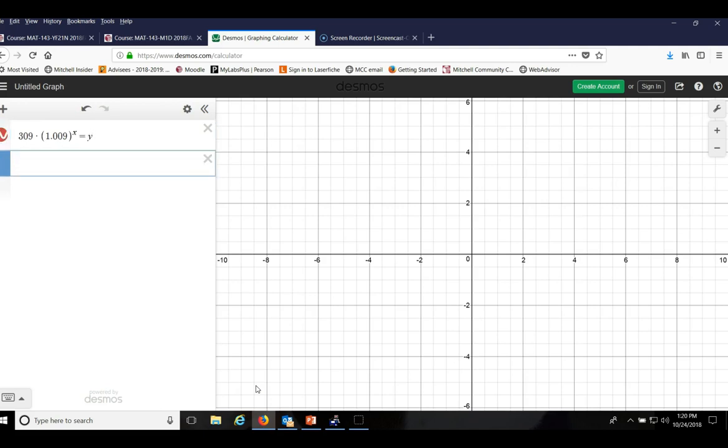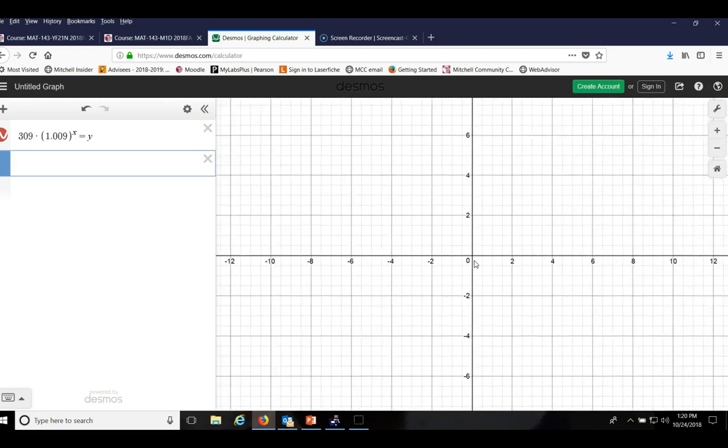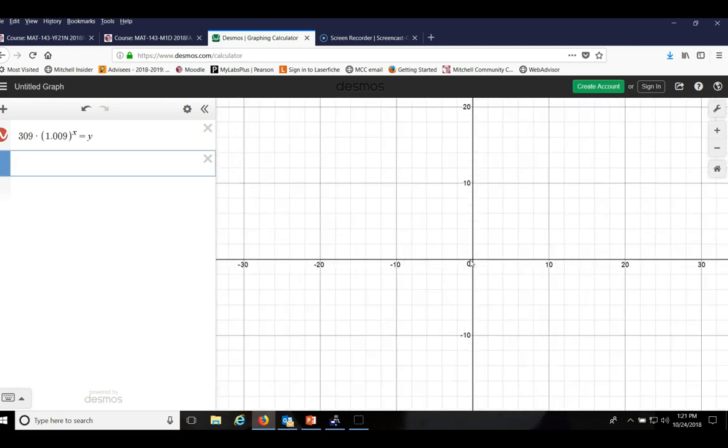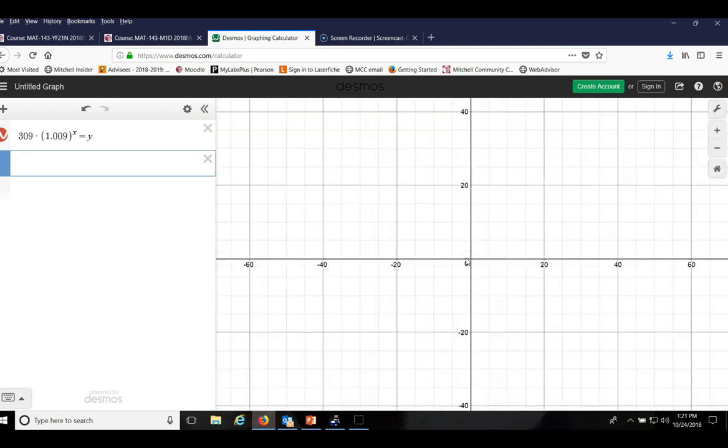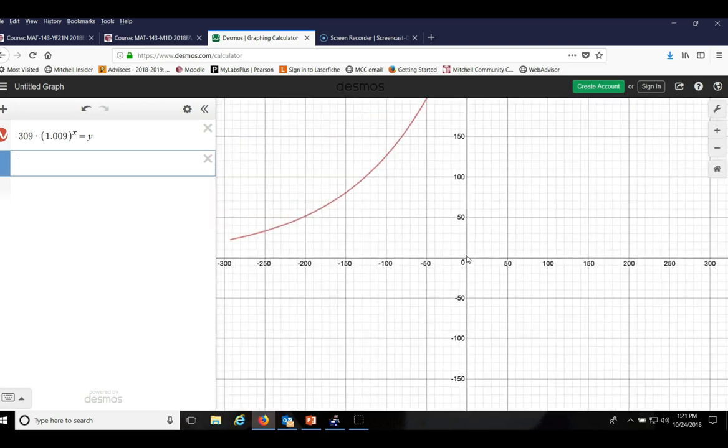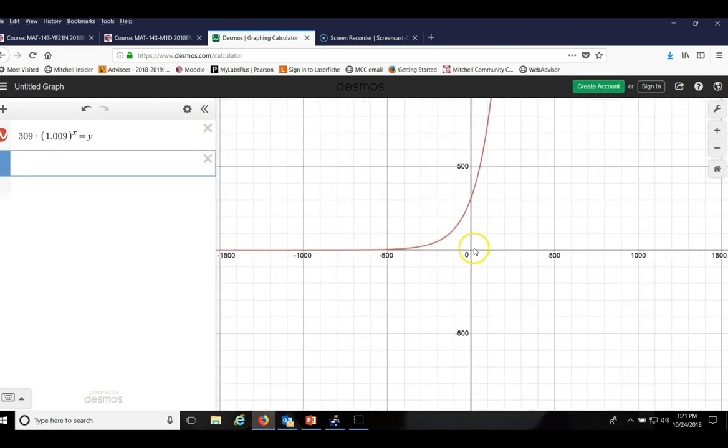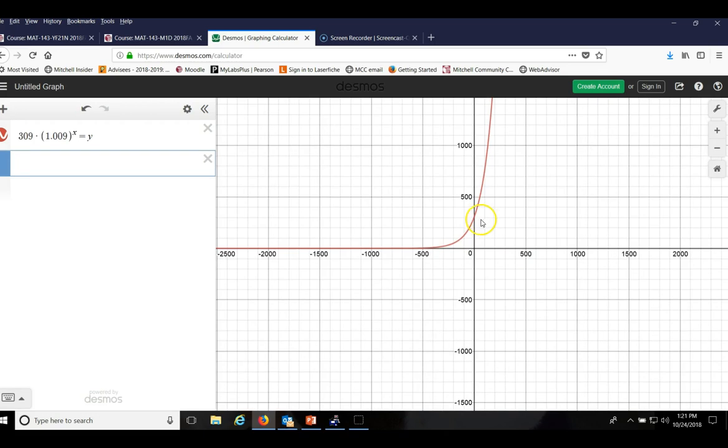And when I hit enter, again, it doesn't look like you can see a whole lot, but if I come into the middle here and I start to scroll out by just taking my wheel and going all the way out, there it is, and that's a lot nicer of a graph. And you can see it goes through the y-axis at x equals 0 and y equals 309. Your exponential functions will always cross the y-axis at the initial value.